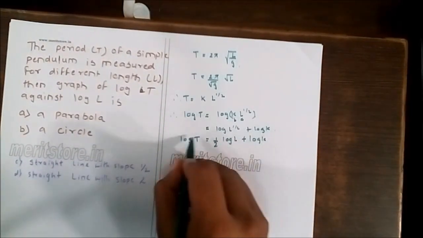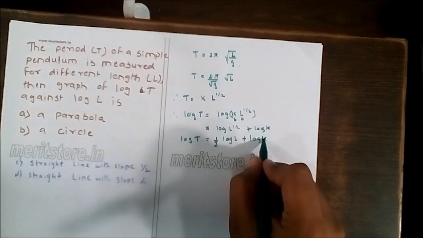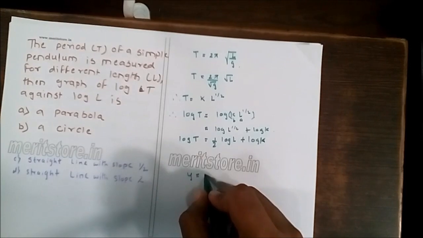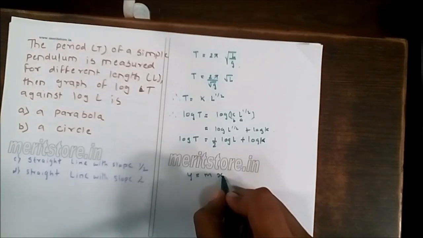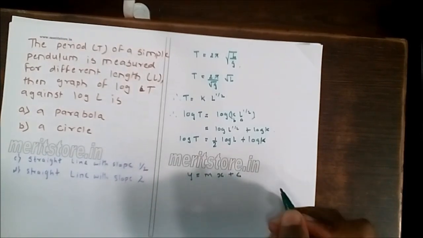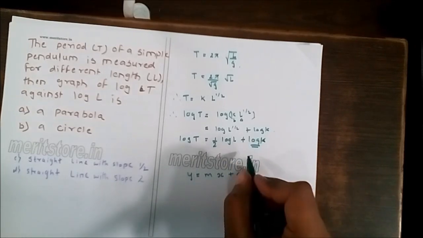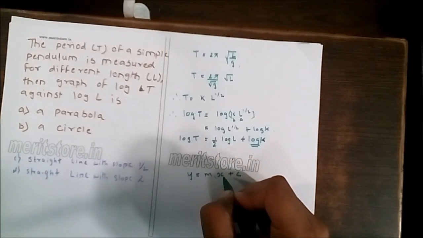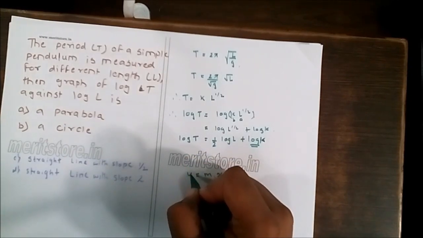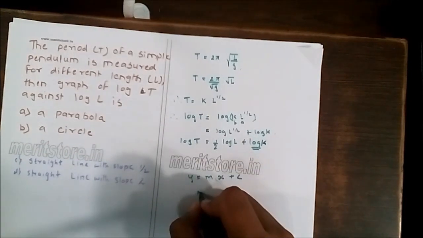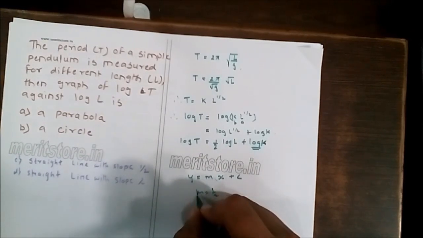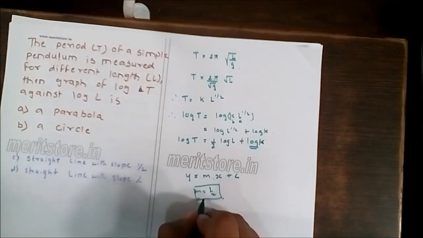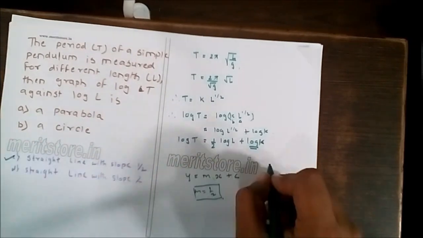Now if I focus on this equation and compare it with the general equation of a line, y is equal to m x plus c. Log K itself is a constant, log L becomes my parameter on the x-axis, and log T becomes my parameter on the y-axis. Therefore m, that is the slope, is half. Therefore it's a straight line with slope half, and that's option C.